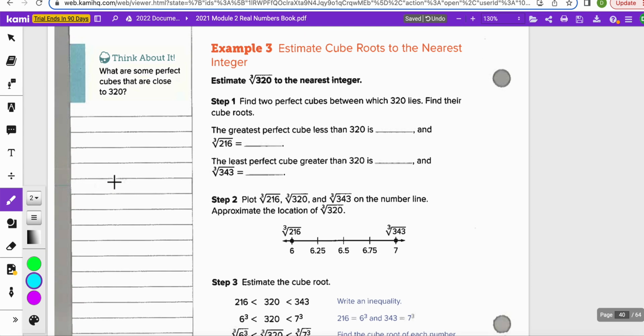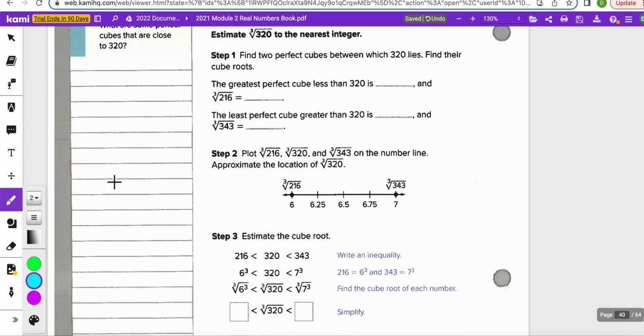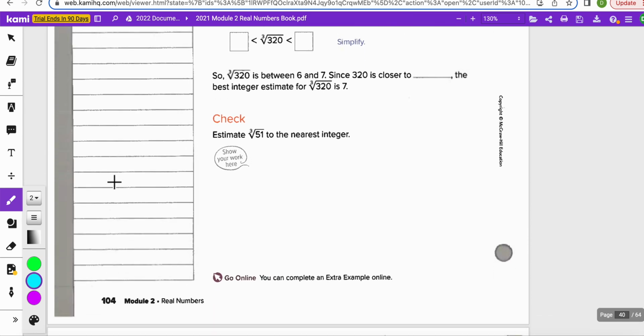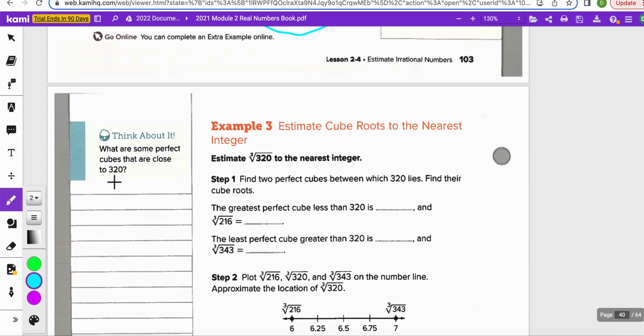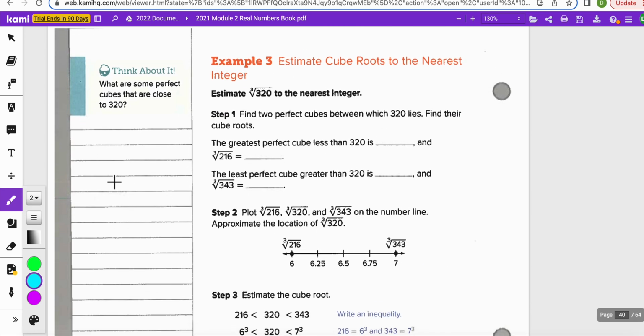All right, so cube roots are the same exact thing. So take a look at page 104. So now we have the cube root of 320. What I'm going to do over here, and you should do the same, is I'm just going to list some of my cubes here. So I'll start with 4 cubed is 64. 5 cubed is 125. 6 cubed is 216. And 7 cubed is 343. Okay.